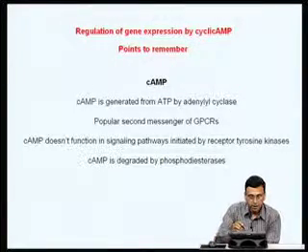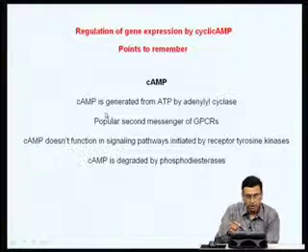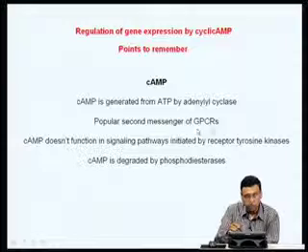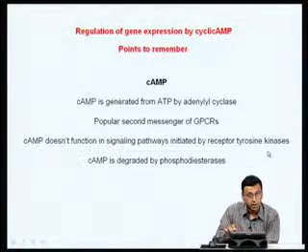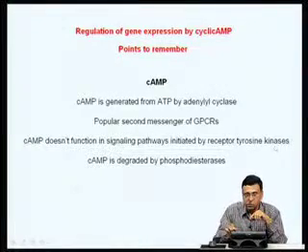Now, the important things that you have to remember about cyclic AMP is that cyclic AMP is generated from ATP by adenylate cyclase. It is a very popular second messenger involved in the G protein coupled receptor pathway, and cyclic AMP does not function in signaling pathways initiated by receptor tyrosine kinases. It is a very important point. We are going to discuss the receptor tyrosine kinase in future classes.